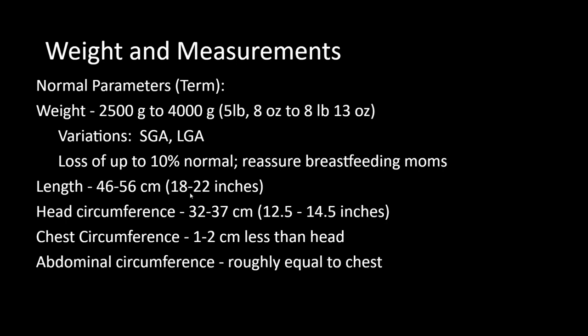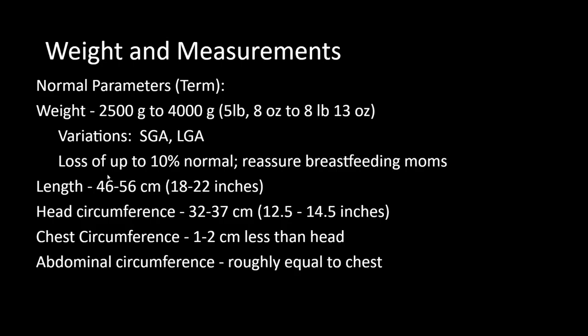If they're smaller than 18 inches, you start to worry if there was some IUGR going on. But I have had some babies bigger than 22 inches who are perfectly healthy. Head circumference: these are your norms, 12 and a half to 14 and a half inches, or 32 to 37 centimeters. That's an indication of brain growth a lot of times. So we want to be careful with head circumference.